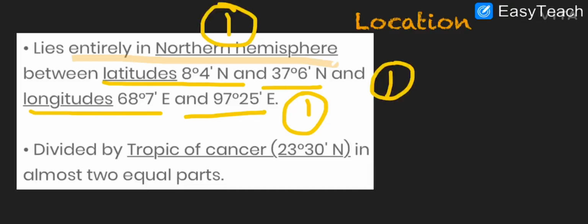India is divided by the Tropic of Cancer. The Tropic of Cancer, it's already underlined, is at 23 degree 30 minutes north. Very important. It divides India into almost 2 parts. So extremely important. It lies in the northern hemisphere. Between latitudes, you have to remember. Longitudes, you have to remember. Again, the Tropic of Cancer divides India into 2 halves. What is the latitude of the Tropic of Cancer? 23 degrees 30 minutes north. Perfect.